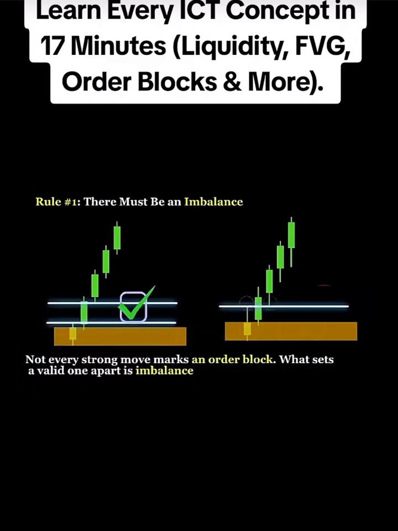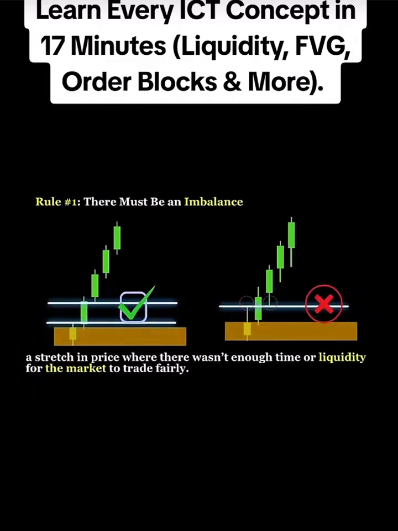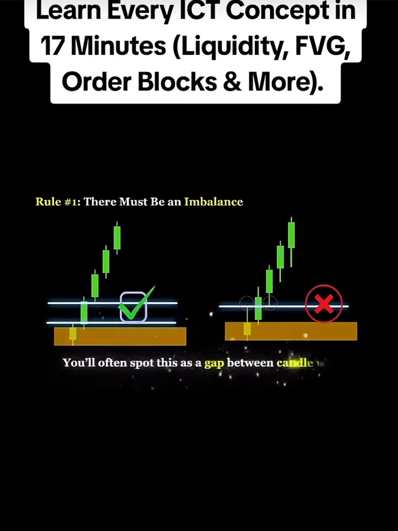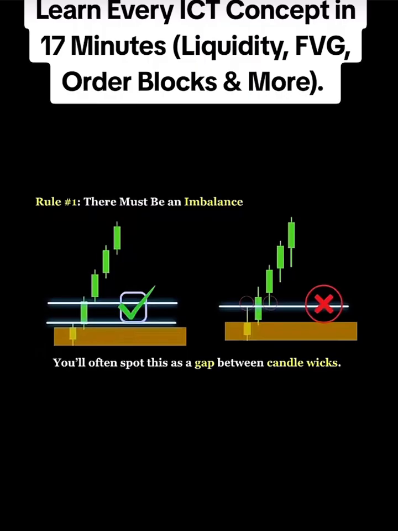Not every strong move marks an order block. What sets a valid one apart is imbalance. A stretch in price where there wasn't enough time or liquidity for the market to trade fairly. You'll often spot this as a gap between candle wicks.